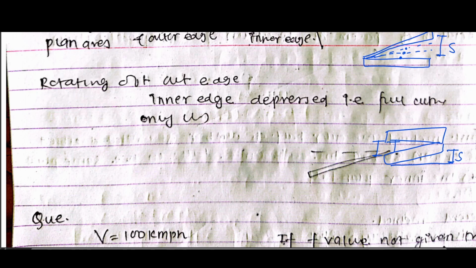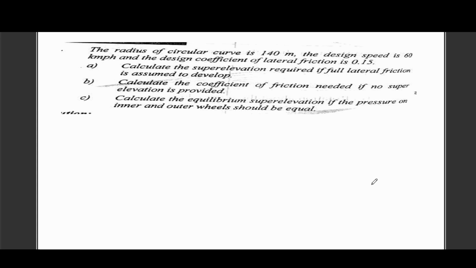We are going to start today the numerical of the super elevation. According to our question, the radius of the circular curve is 140 meter. The design speed is 60 kilometer per hour, and the design coefficient of lateral friction, that is F value, is given as 0.15. Calculate the super elevation required if full lateral friction is assumed to develop.